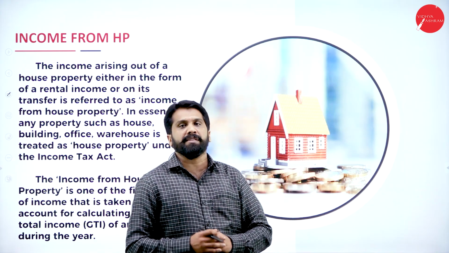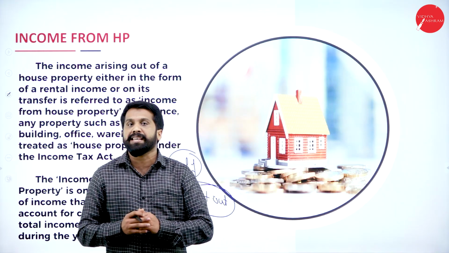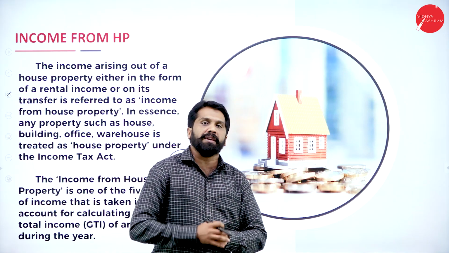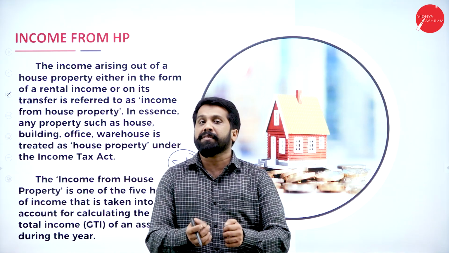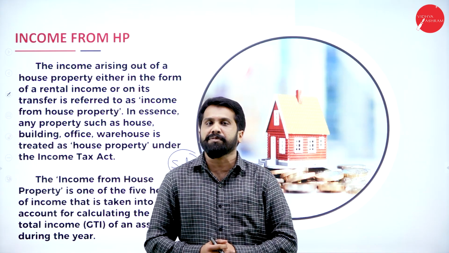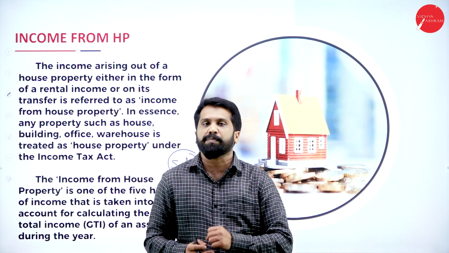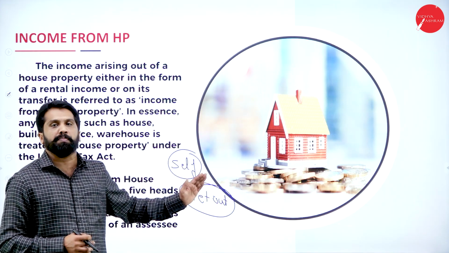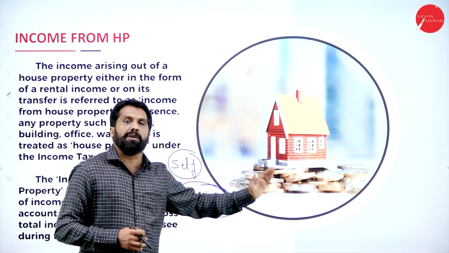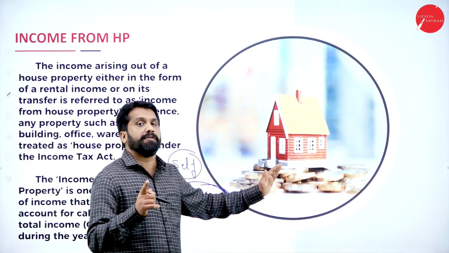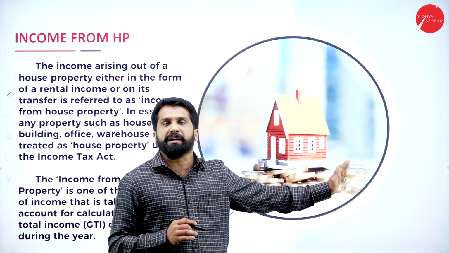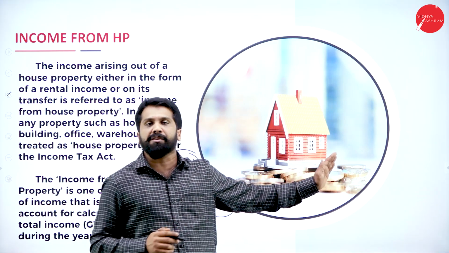Let out property means maybe you have one more house. In that house, you have given for rent. Whatever rent you are collecting, that house we call it a let out property. Now, whatever tax you are going to pay, like income from house property, it is only for your let out property. Whatever calculation we are doing is only for let out property.